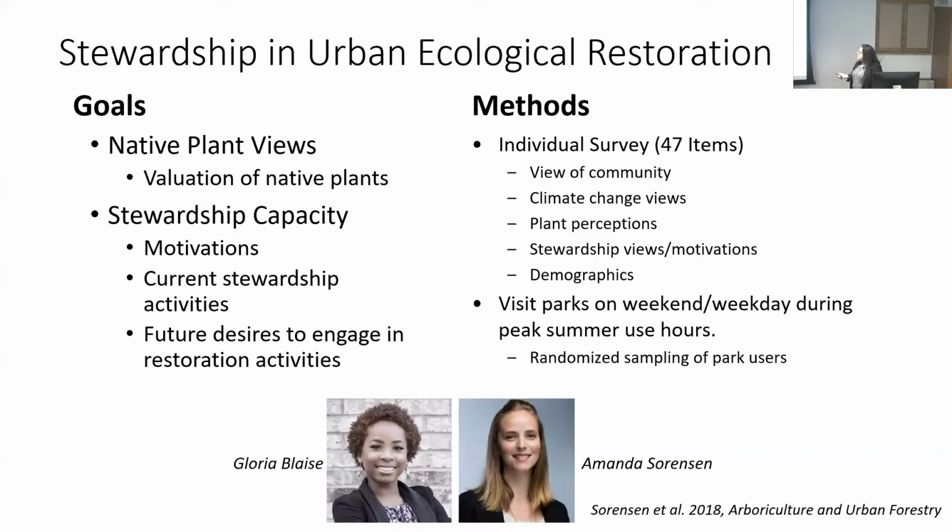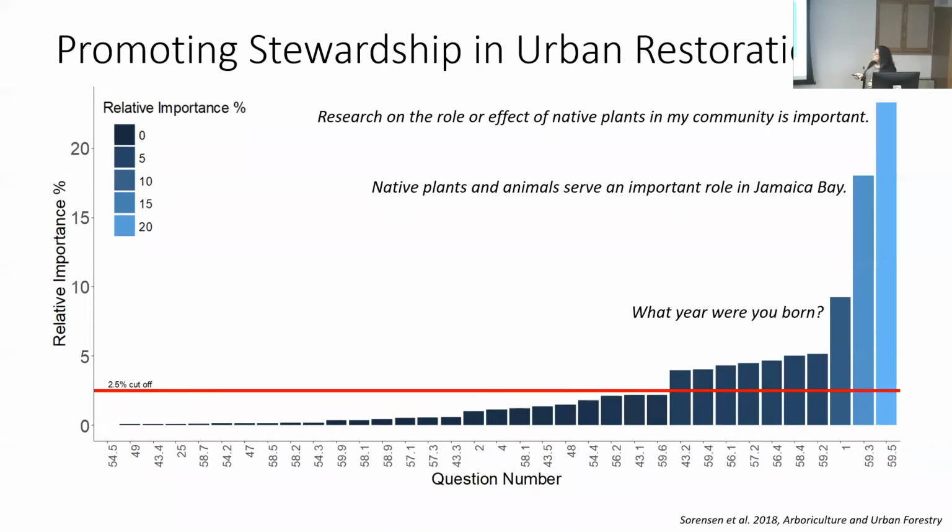They visited parks on both weekend and weekday hours during peak summer use, and they randomized sampling: they picked basically every third person they saw and interviewed them. And what did they find? What they found most importantly was what predicts people's willingness to be involved in restoration activities in the city. If they said yes, that research on the role or effect of native plants is important, they were highly likely to want to participate.